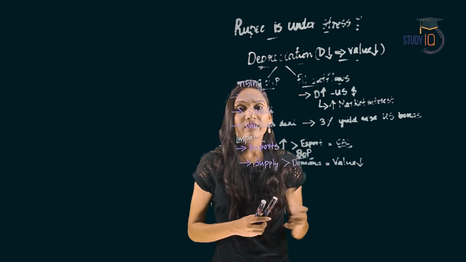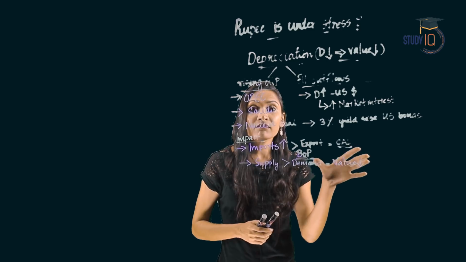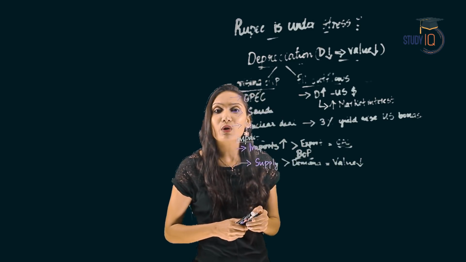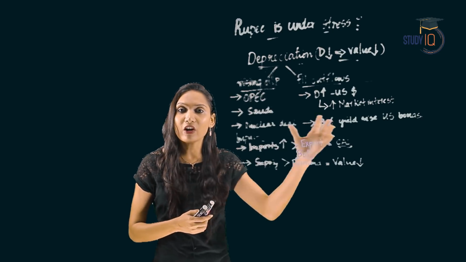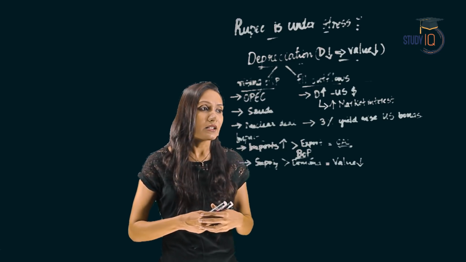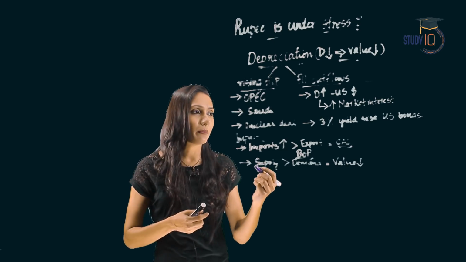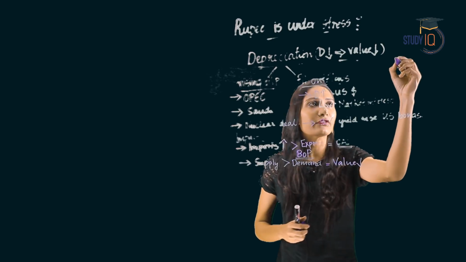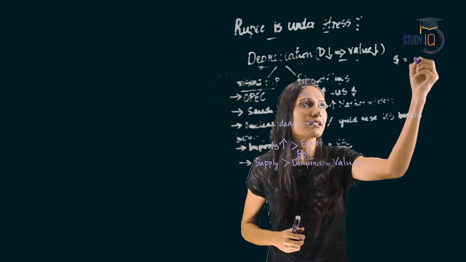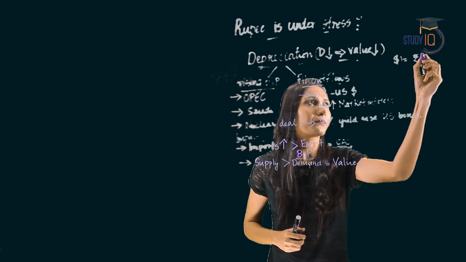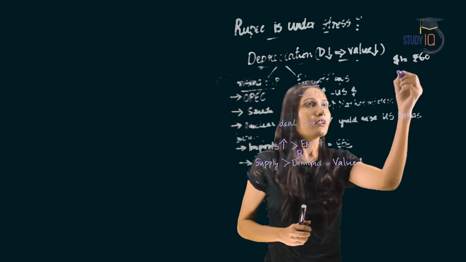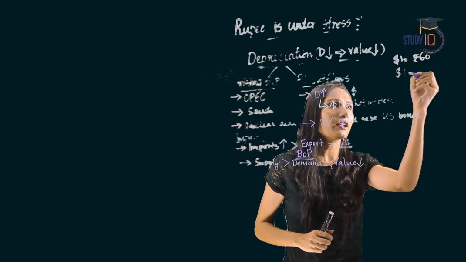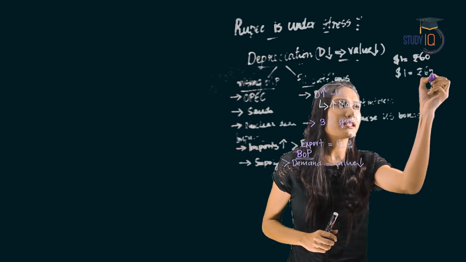So again, when there is depreciation of the currency, what will happen? We will have to pay more in terms of imports. We have already seen how it happens, so let us see an example again. Suppose the value of the currency against $1 is rupees 60. After depreciation, the value of rupee comes down, so now for $1, you have to pay rupees 65.